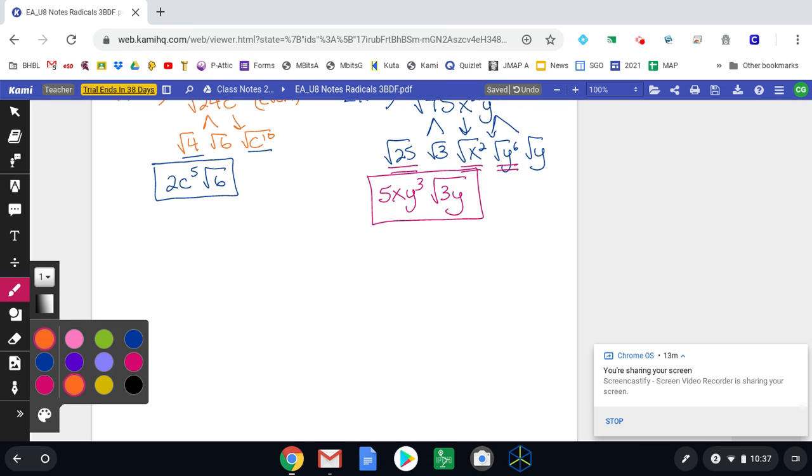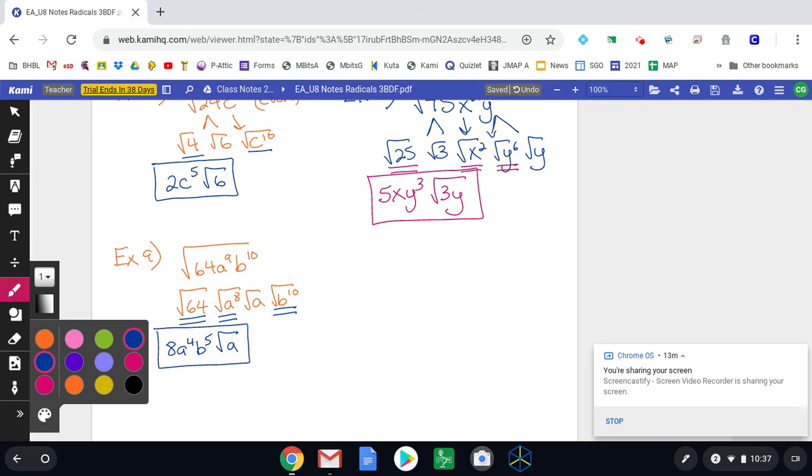All right, let's try number 9. This one I'm going to give you 64, a to the 9th, b to the 10th. Now 64 is perfect. So the square root of 64 is going to be 8. Now the a to the 9th, that's an odd. So I want an a to the 8th and an a. B to the 10th is even, so b to the 10th gets its own. Perfect, perfect, perfect. So 8, a to the 4th, b to the 5th, radical a.